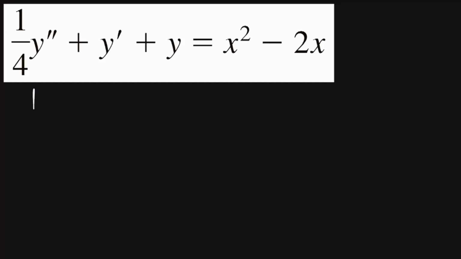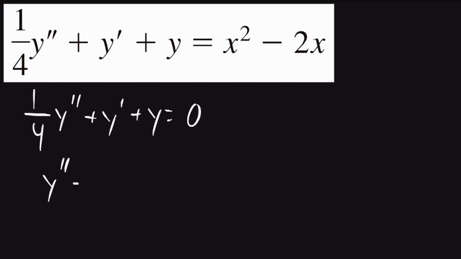For this problem, I'll start by treating it as a homogeneous differential equation. We'll have 1/4 times y double prime plus y prime plus y is equal to 0. I'll multiply 4 to all the terms. We'll have y double prime plus 4 times y prime plus 4 times y is equal to 0.